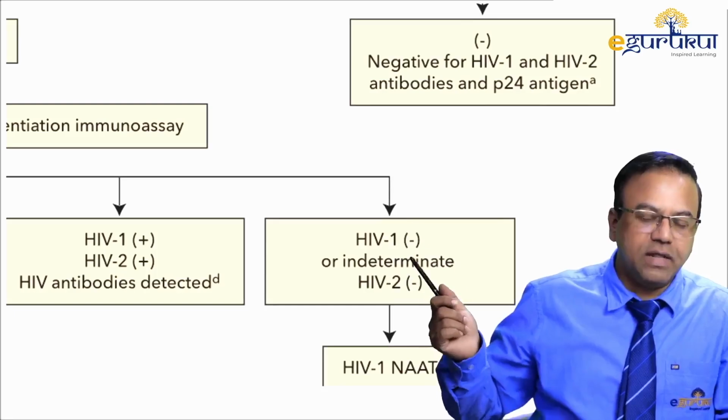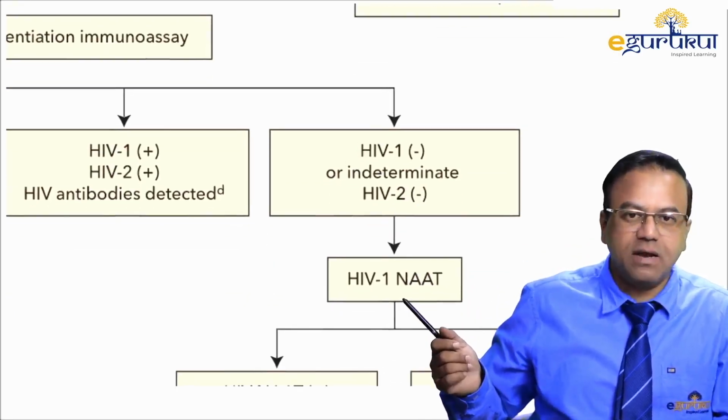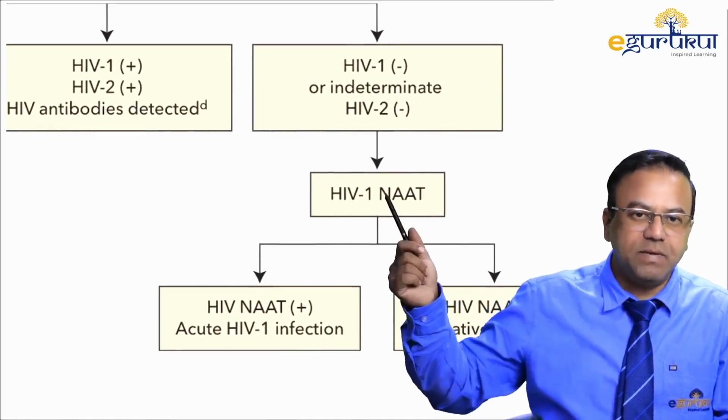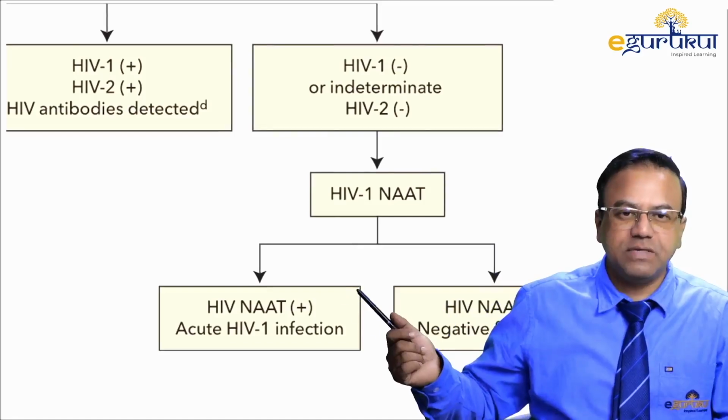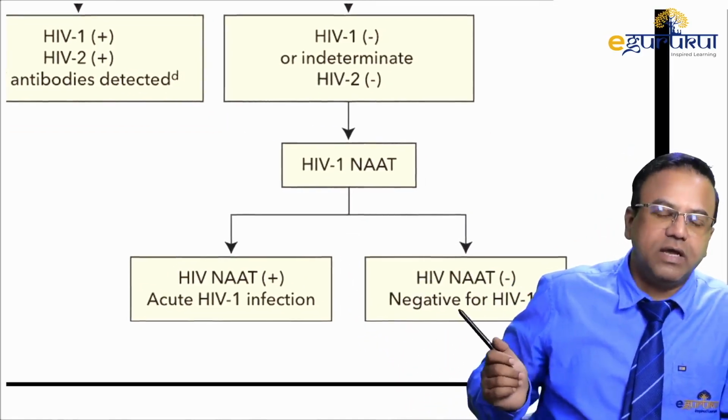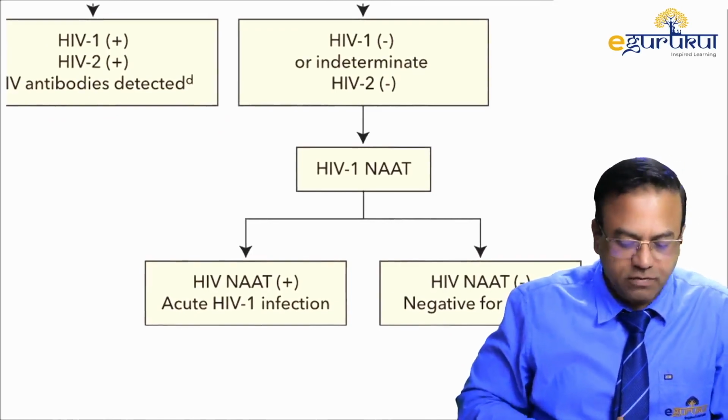When both are negative, then the next option is PCR. This is nothing but the nucleic acid amplification test, that is PCR. And PCR is going to tell us: if the PCR is positive, obviously it's acute HIV infection. And if it's negative, then we rule out HIV. That means it must have been a false positive test.